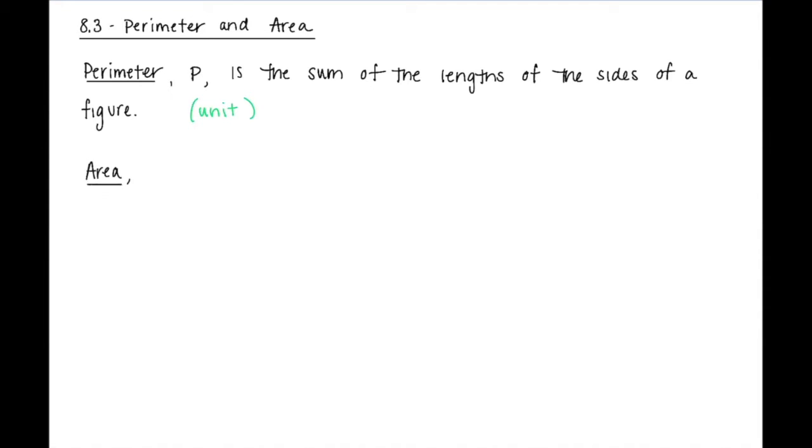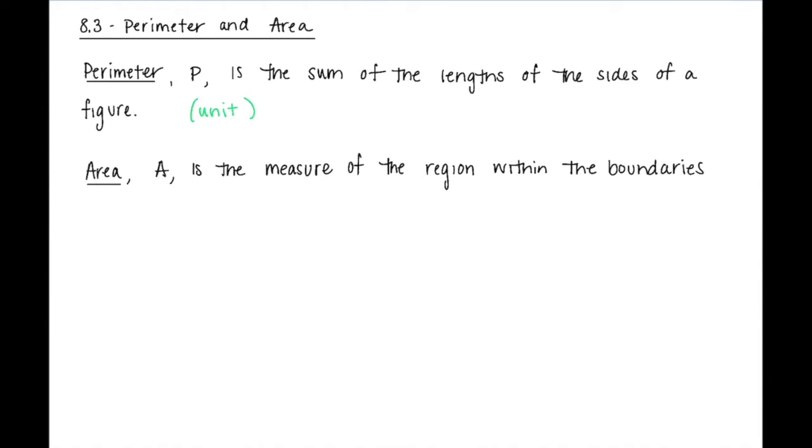Area, on the other hand, which is denoted with A, is the measure of the region within the boundaries of a figure. So it's some flat image, you're kind of seeing how much of that surface it's taking up. So because of that, it's a two-dimensional thing. This is going to be your units squared. So area will be square inches, centimeters squared, any of those.